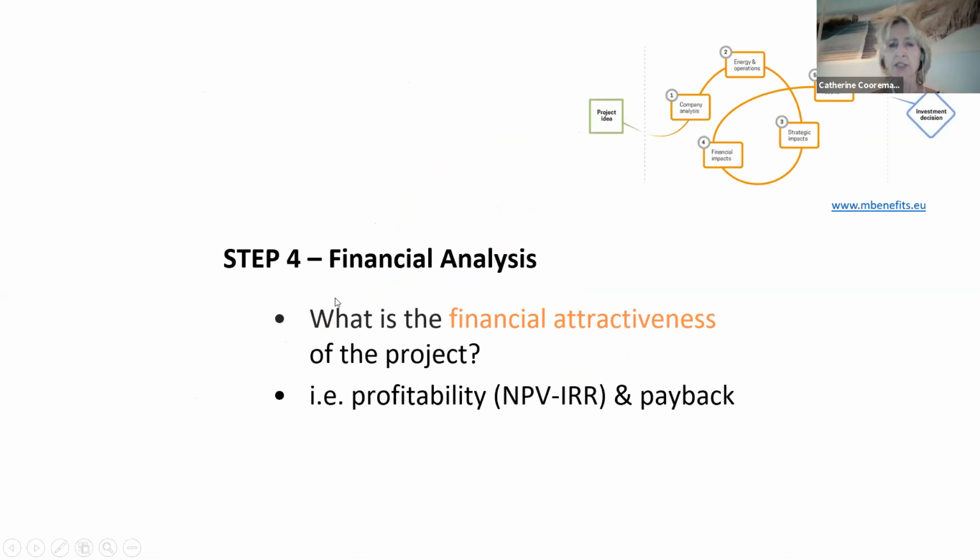And finally, you go into a very conventional financial analysis where you analyze the financial attractiveness of the project, meaning assessing the profitability and the payback.